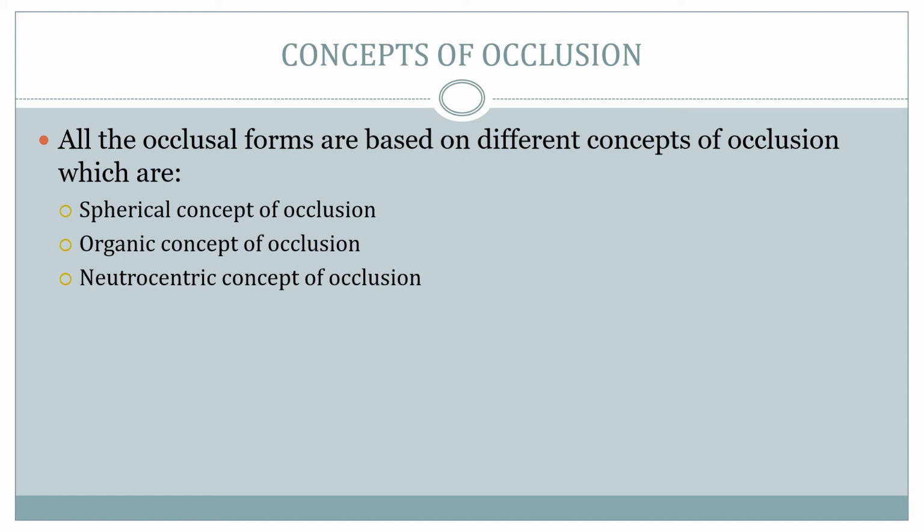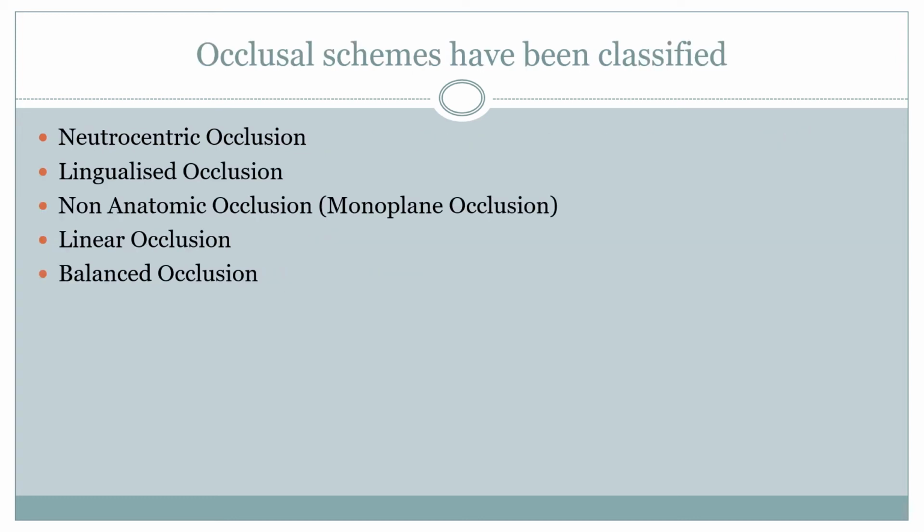The cusps have different shapes. So in this concept, what they try to do is neutralize all these inclines. They eliminate all the inclines and change the orientation of the occlusal plane, based on the compensating curve and the incisal guidance, and there's no cuspal angle as such in this concept of occlusion. Occlusal schemes have been classified as either neutrocentric, lingualized, monoplane occlusion, linear occlusion, and balanced occlusion. So you've already looked at neutrocentric occlusion.